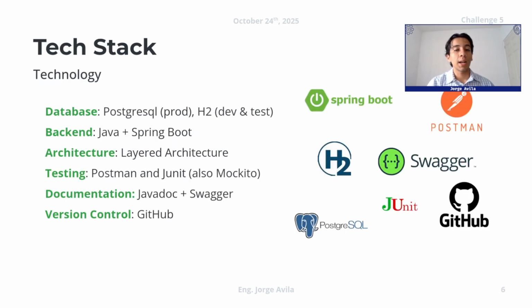The tech stack that I used for this challenge: for database I use PostgreSQL for production and H2 for dev and test. The backend is using Java with Spring Boot. The architecture that I use is layered architecture. For testing, I use Postman and JUnit, also a little bit of Mockito. And for the documentation, I use Javadoc plus Swagger, and for version control Git and GitHub.